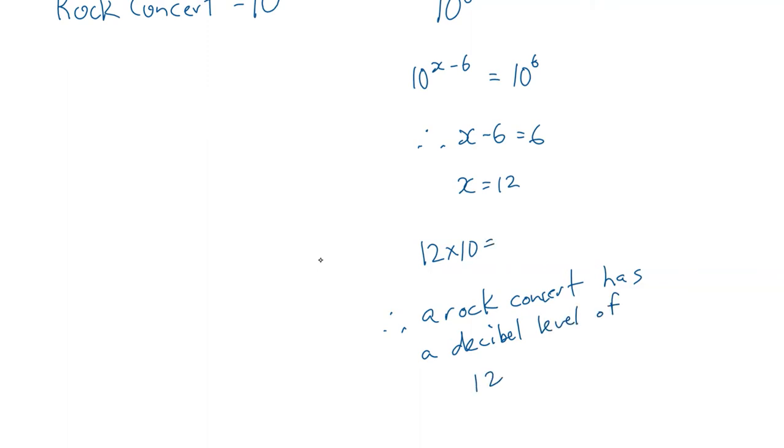Oh, 120. I didn't actually finish that. A rock concert is 120 decibels. Again, if you think about the difference between 60 to 120, it feels like that should be double, but it's not double. It's 1,000,000 times more intense, which makes sense.